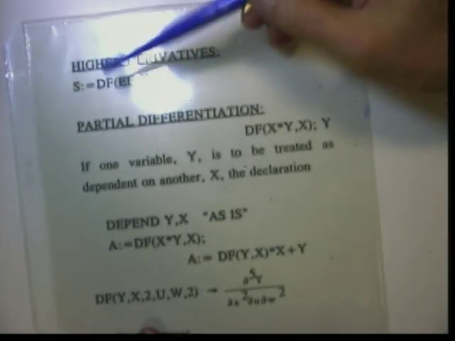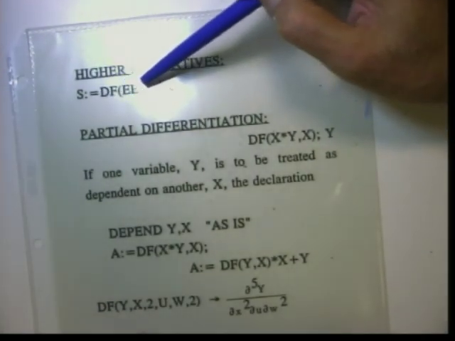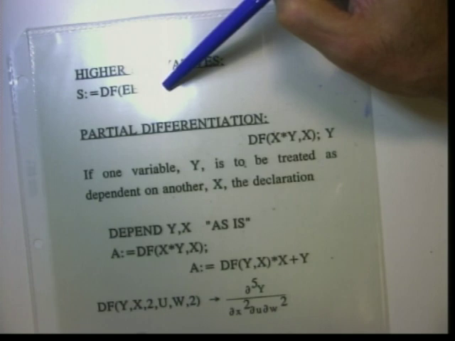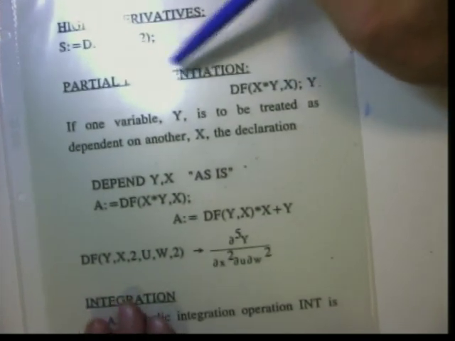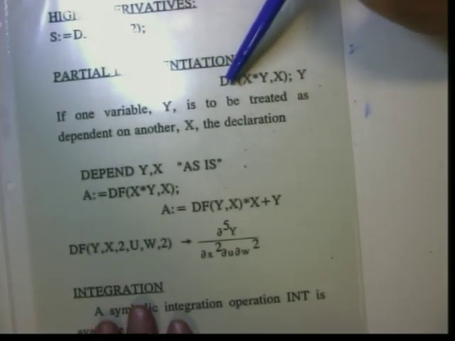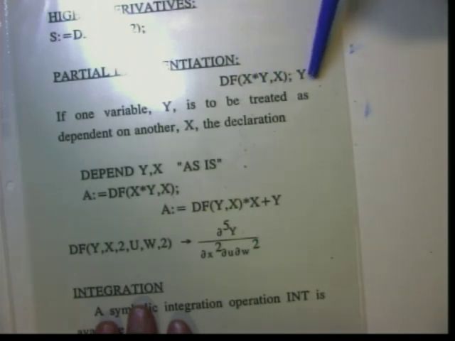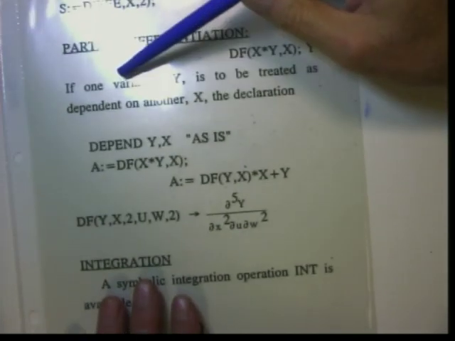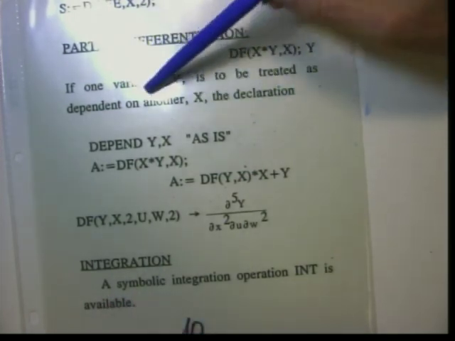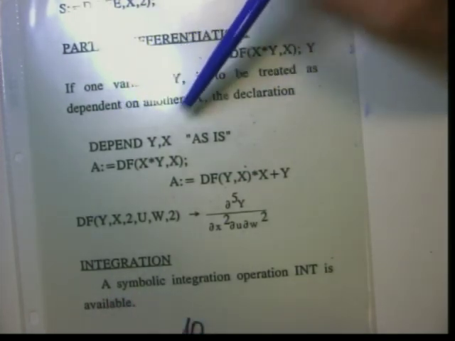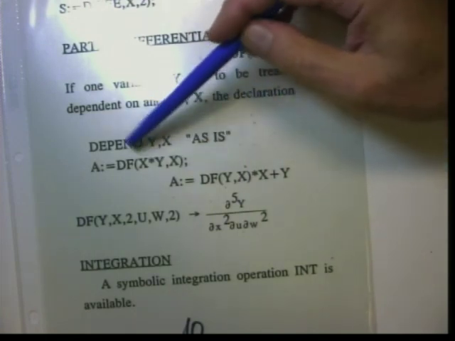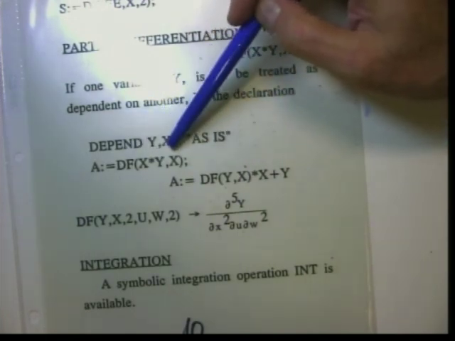So higher derivatives. Differentiate e with respect to x 2 times. Partial differentiation can also be done. Differentiate x times y with respect to x. Output will be y. If one variable y is to be treated as dependent on another x, then a declaration should be made. Depend y upon x.